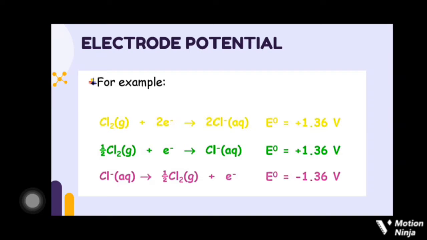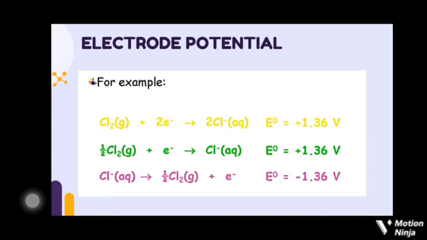As I said lately, if the reaction is reversed, or if it goes from cathode to anode, its E naught changes. Next, changing the stoichiometric coefficient of a half cell reaction does not change the value of E naught. So let's proceed to the next slide.